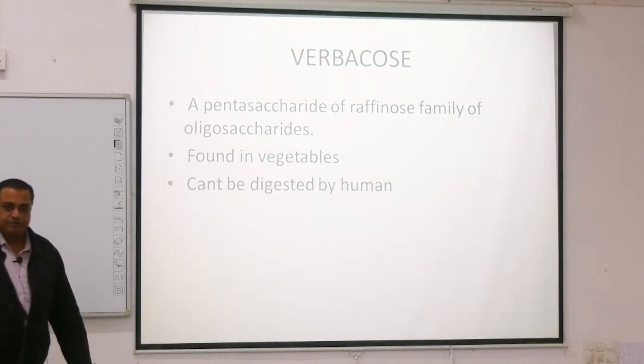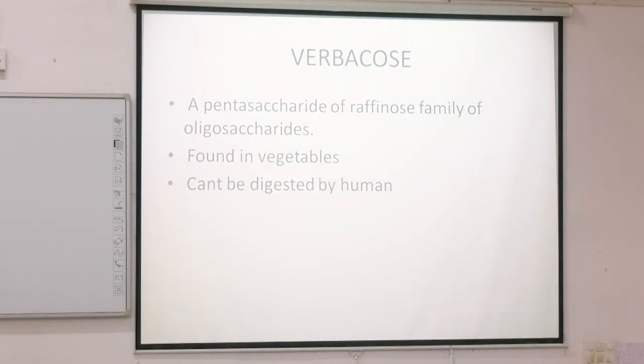Now, barbacose. How to remember that barbacose is a pentasaccharide? Roman 5. You see? Barbacose is a pentasaccharide. Roman 5. Now, this barbacose can also be used as an artificial, non-sugar sweetener. Fine.